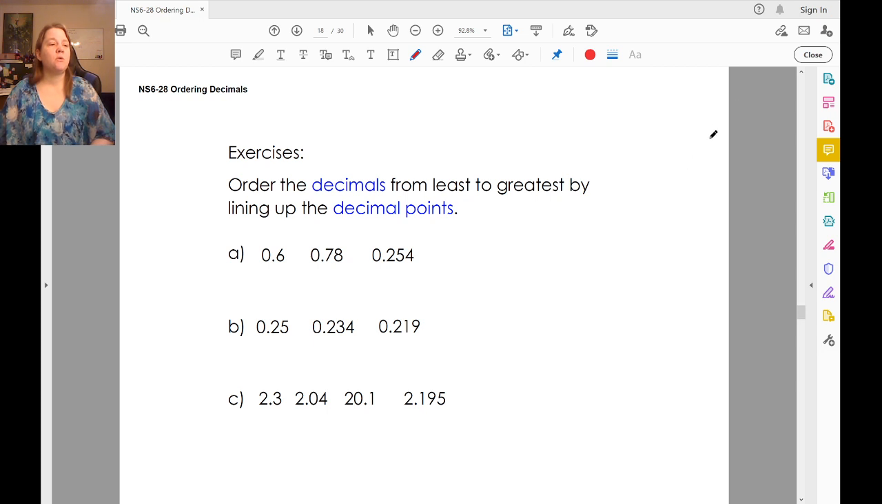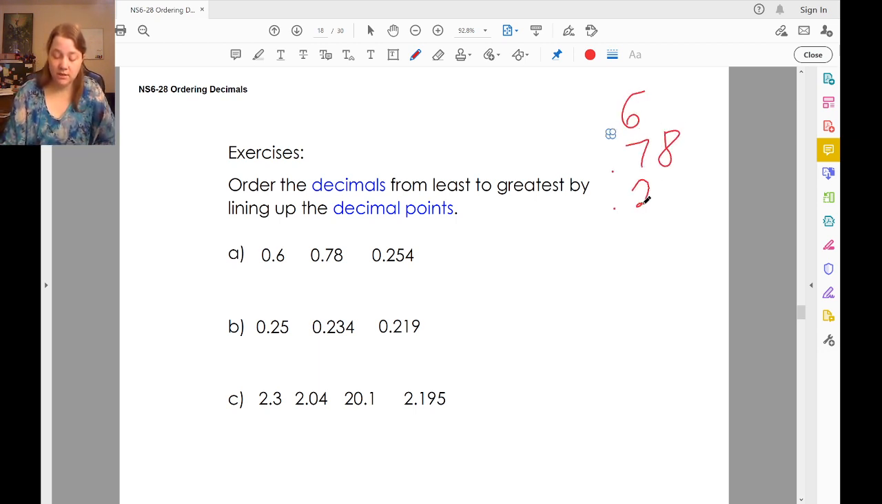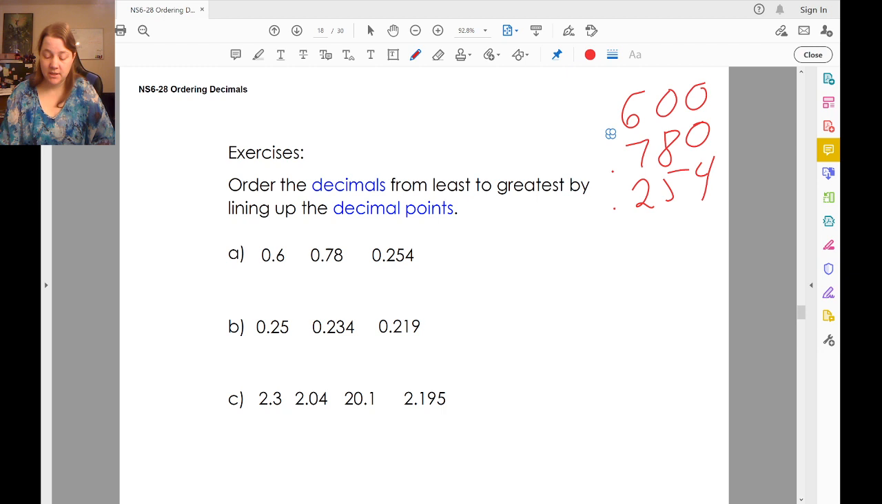So they want you to order these decimals from least to greatest by lining up the decimal points. So let's go ahead and put these vertically instead of horizontally. Letter A would be 0.6, 0.78, 0.254. So that means when we add in these zeros to help us, they want us to go from least to greatest. What's the smallest here?